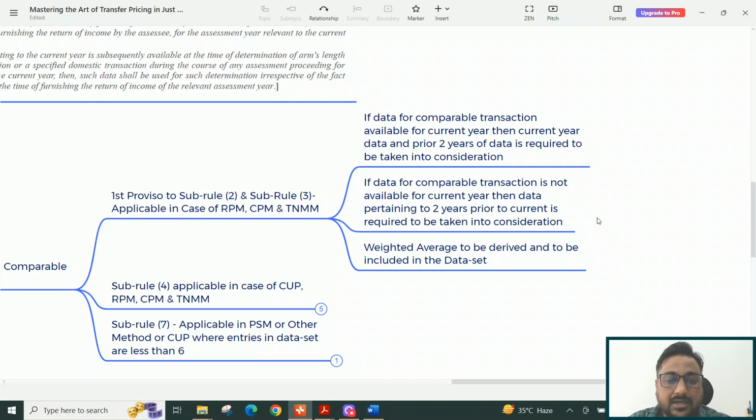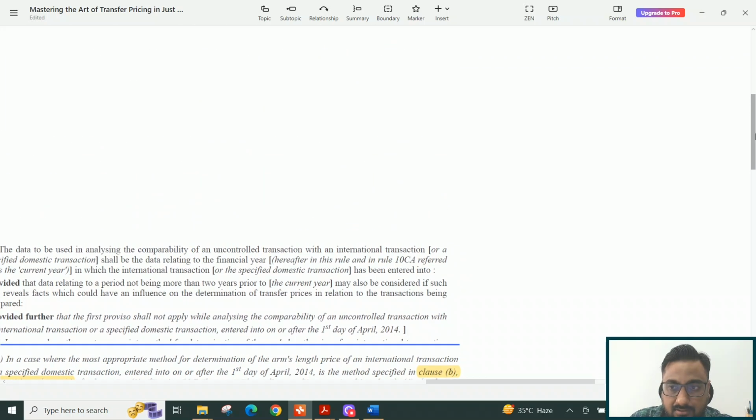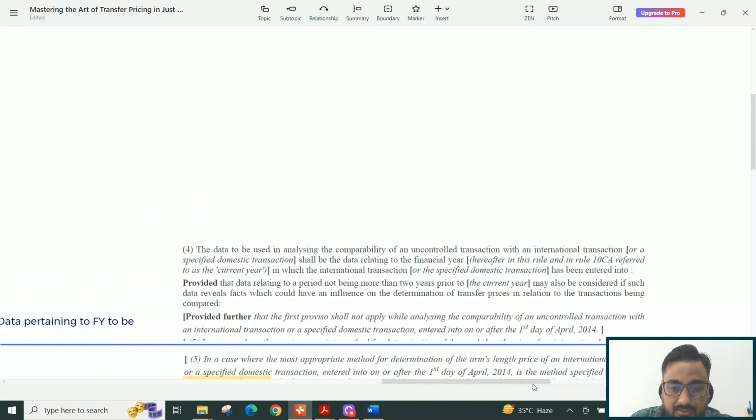And the third part is that once you collect that amount of data, then you have to derive the weighted average and include it under the data set. So that will be your arm's length margins, right? Now let me show you this with the help of the example which I showed you in the first part.